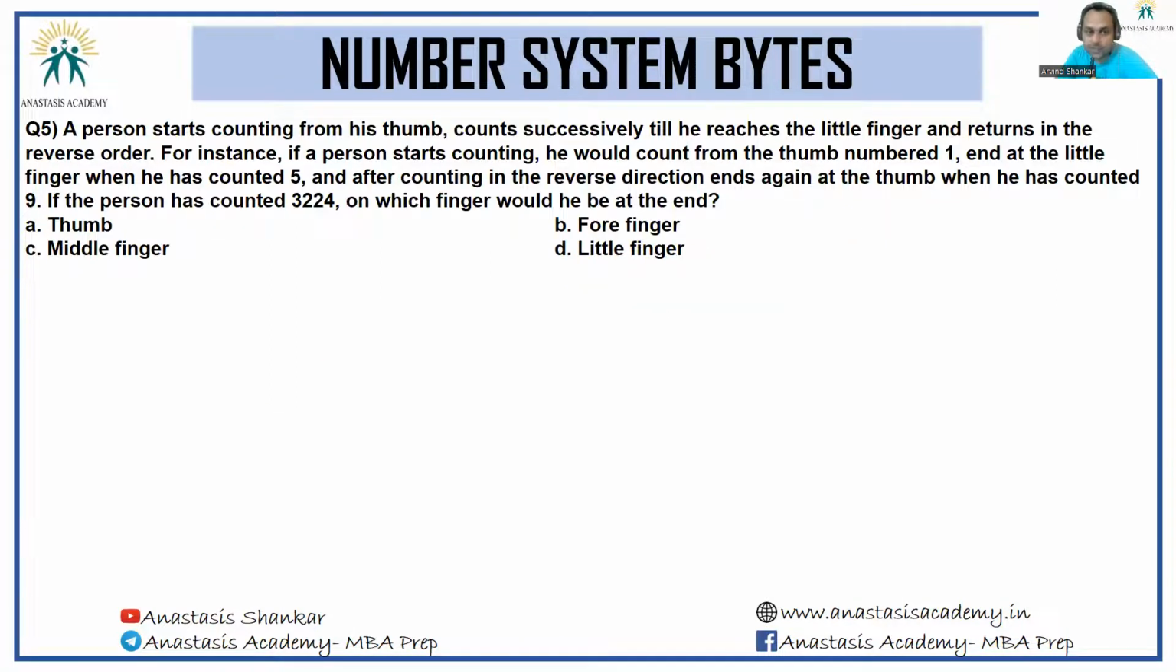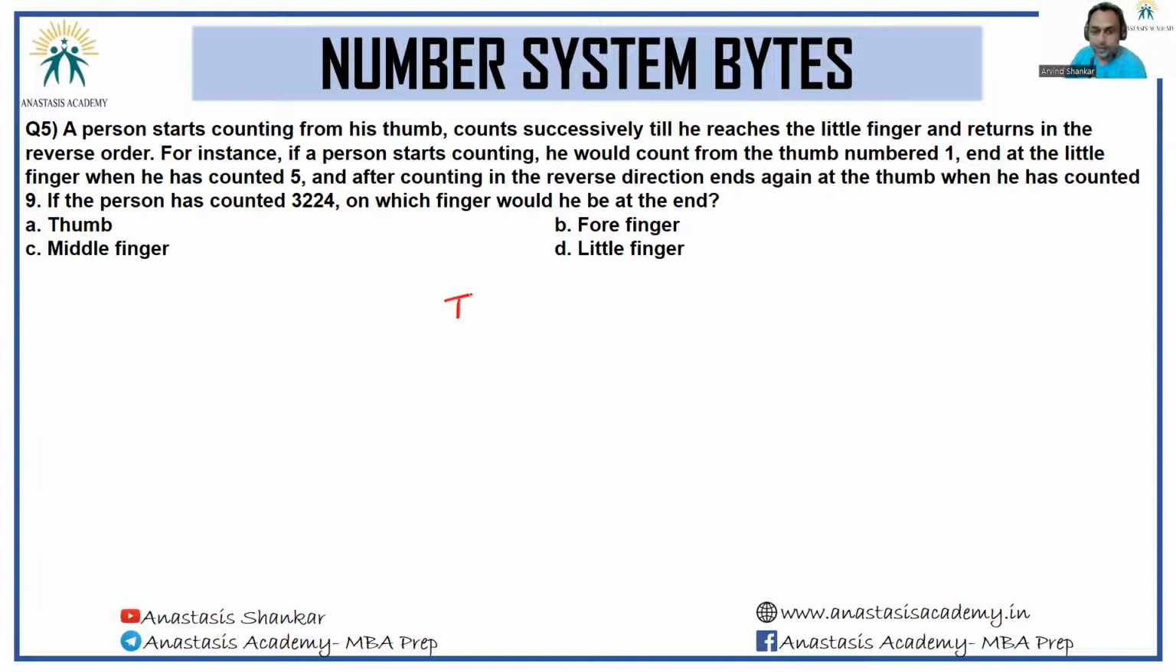Okay, a person starts counting from his thumb. Count successively till he reaches the little finger and returns in the reverse order. For instance, if a person starts counting, he would count from the thumb numbered 1, and end at the little finger when he has counted 5. So 1, 2, 3, 4, 5. And after counting in the reverse direction, again ends at the thumb when he has counted till 9. So 5, 6, 7, 8, 9, 10, 11, 12, 13, 14, 15, 16, 17.